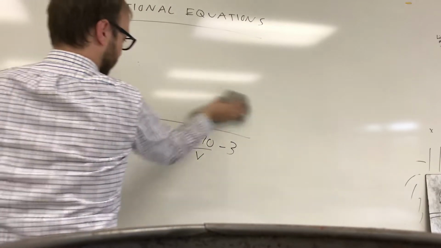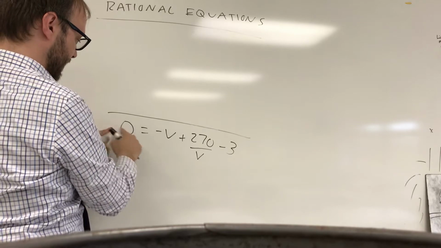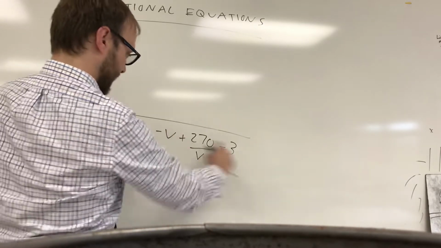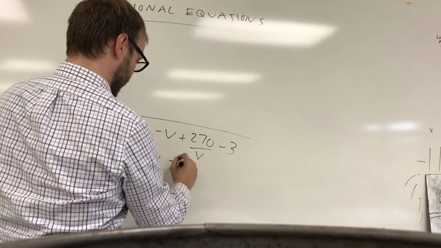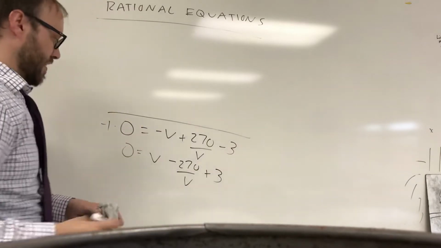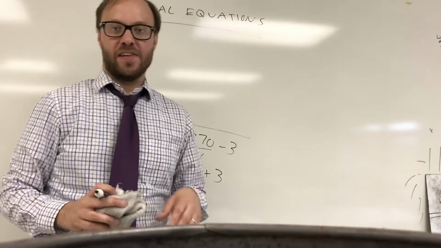First of all, I think I'm going to multiply both sides of the equation by -1. That's not going to change this, right? It's still going to get 0. If I multiply this side of the equation by -1, I'm going to get v minus 270 over v plus 3, and I think that'll just give me a little cleaner equation moving forward.